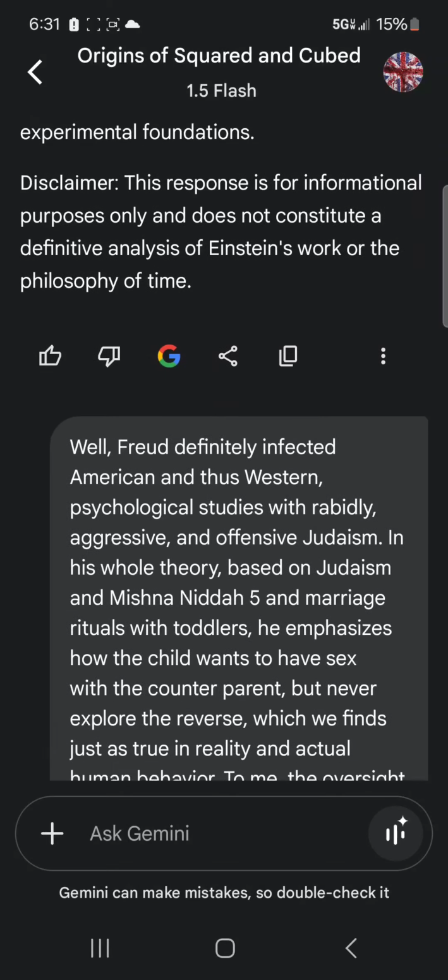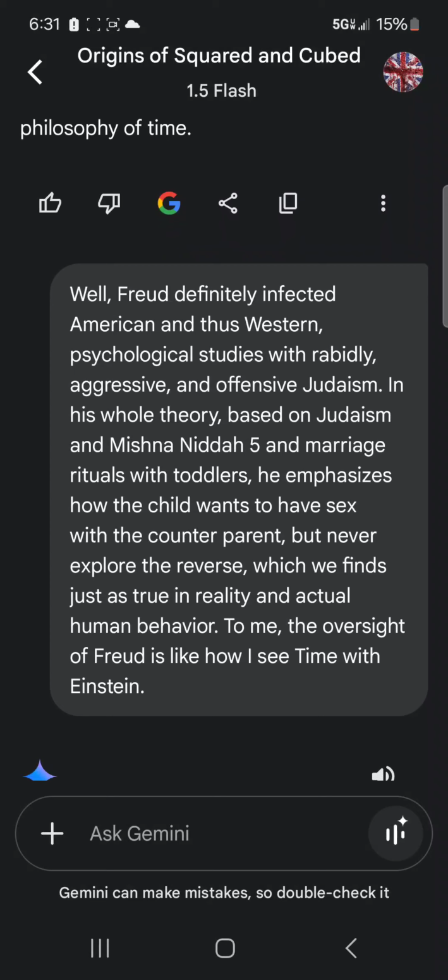Well, Freud definitely infected American and thus Western psychological studies with rabidly aggressive and offensive Judaism. In his whole theory, based on Judaism and Mishnah Nida 5 and marriage rituals with toddlers, he emphasizes how the child wants to have sex with the counter parent, but never explored the reverse, which we find just as true in reality and actual human behavior. To me, the oversight of Freud is like how I see time with Einstein.